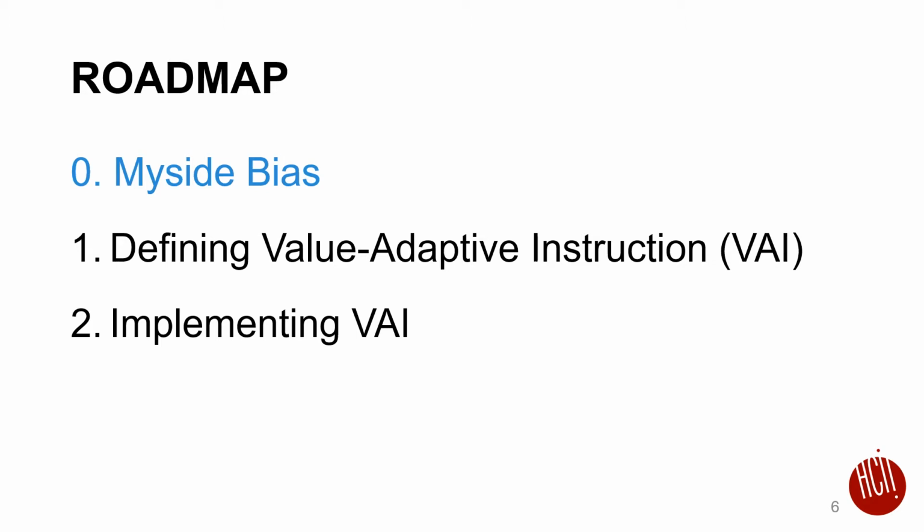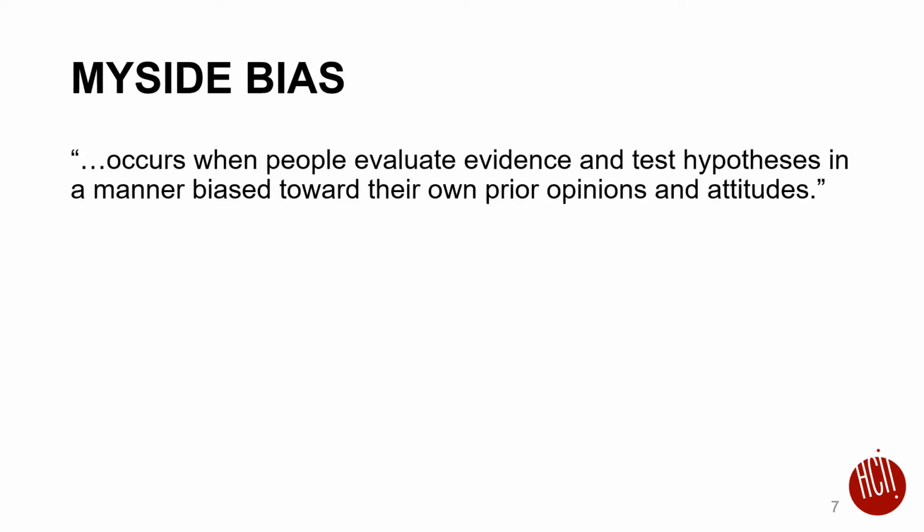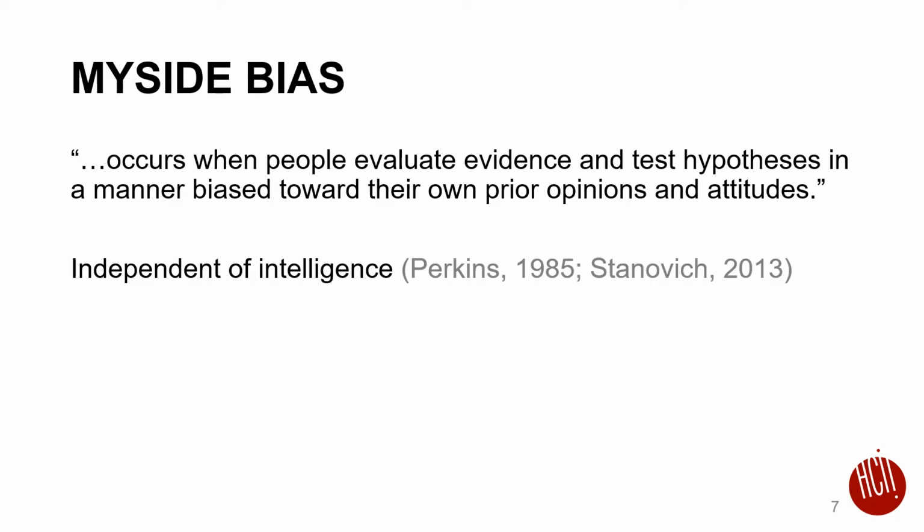But to understand why value adaptive instruction might be a useful tool, we first need to take a step back and talk about bias. Specifically, one particular kind of bias called my-side bias, which occurs when people evaluate evidence and test hypotheses in a manner that's biased towards their own prior opinions and attitudes. Importantly, the extent to which one exhibits my-side bias is not related to one's intelligence. Even smart people exhibit this bias. And there's a known interaction with age, with older people tending to exhibit more my-side bias than younger people.